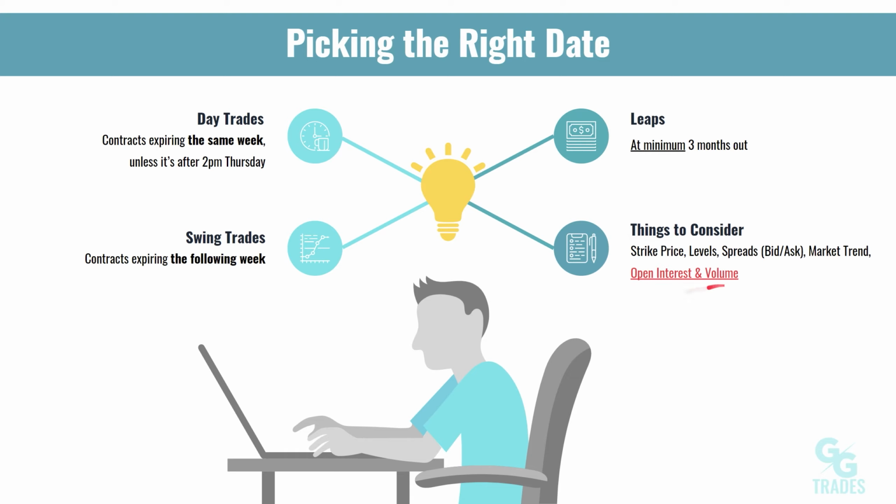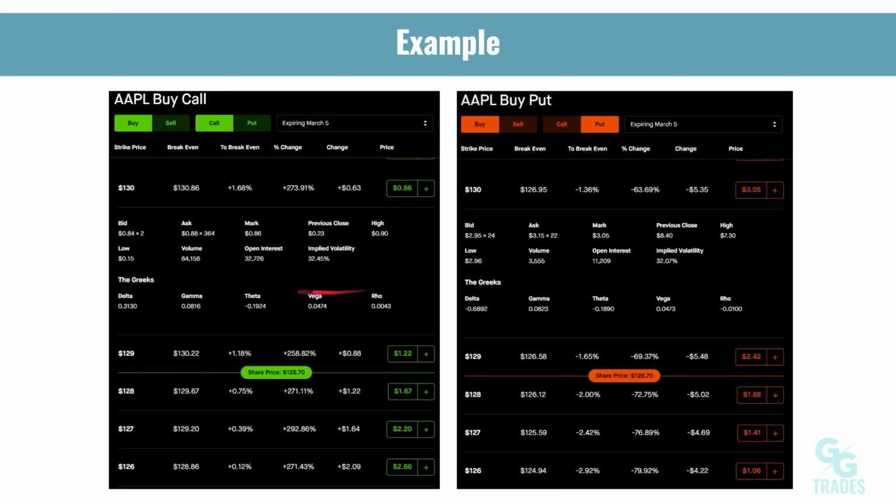Open interest and volume. This is actually a very key thing that I think beginners should understand too. For open interest and volume, we're going back to the option chain for Apple. Open interest refers to the number of contracts that were held from the previous day. So for this specific 130 contract for Apple, this 32.7 thousand open interest means that there are currently 32,700 contracts open from the previous day. This gets updated every day, so this number might be different the following day.